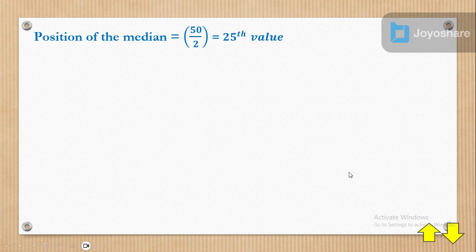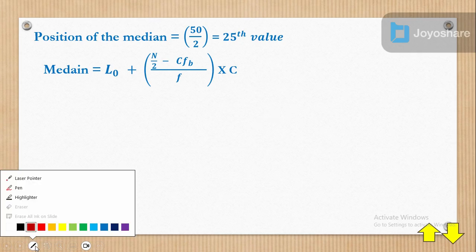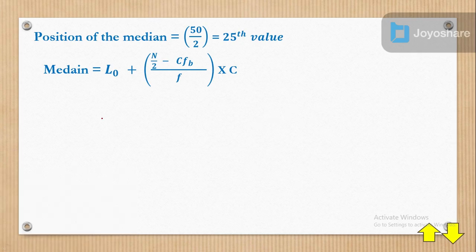Okay, proceed. So you have median. The formula of median is given as L0 plus N over 2 minus CFB over F, times C. I'll highlight. L0 means lowest class boundary in the median class. N means total frequency, which is 50. CFB means cumulative frequency before the median class. And C means class interval.